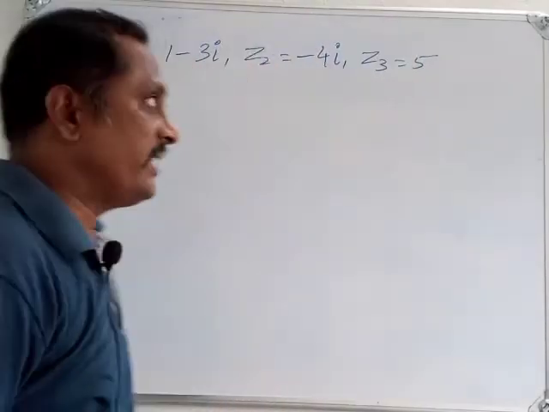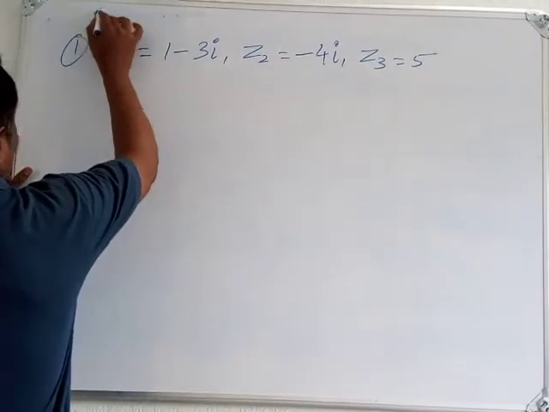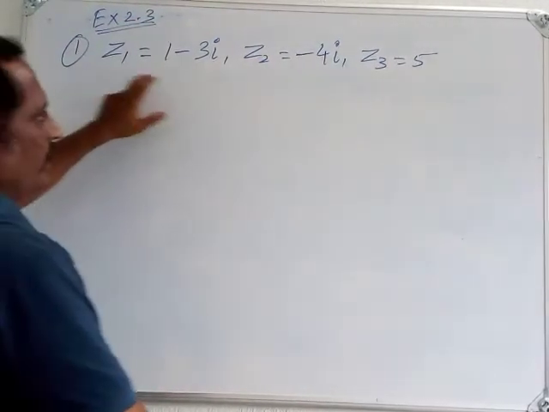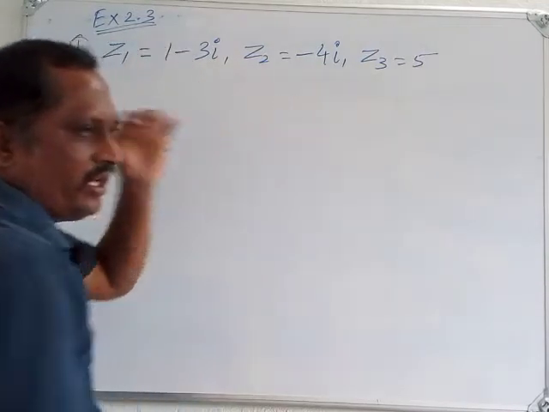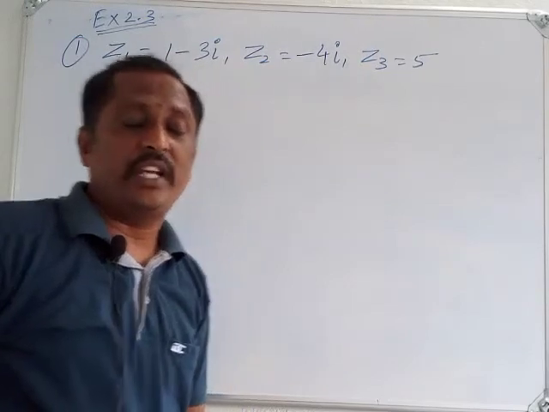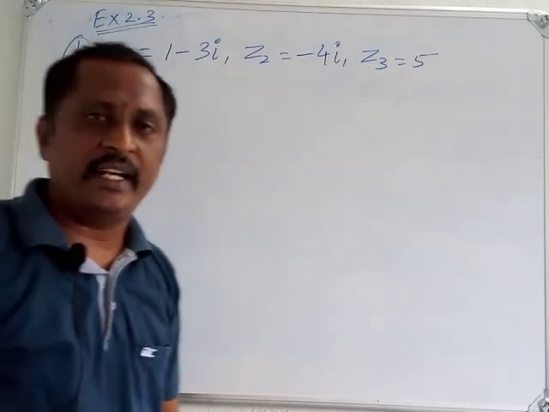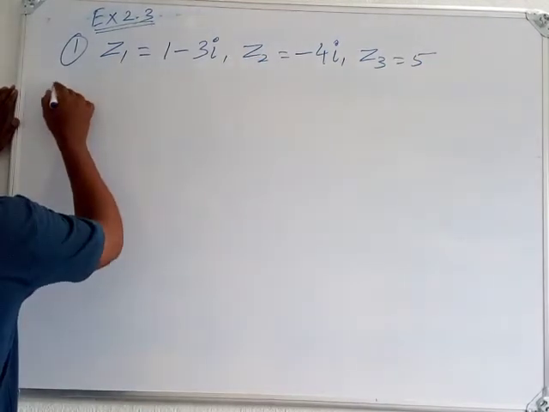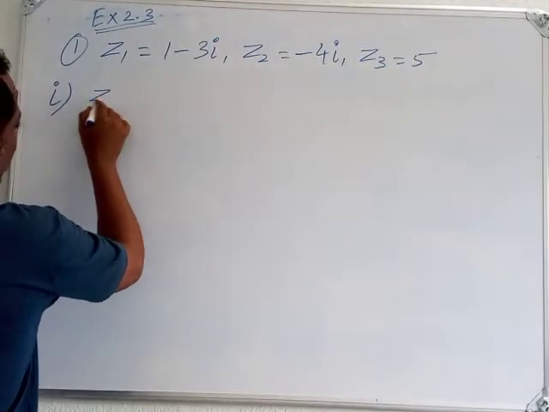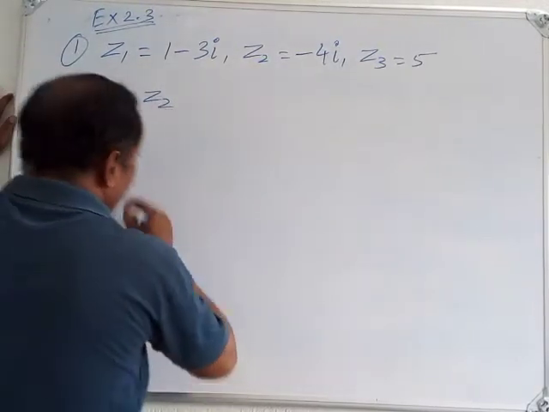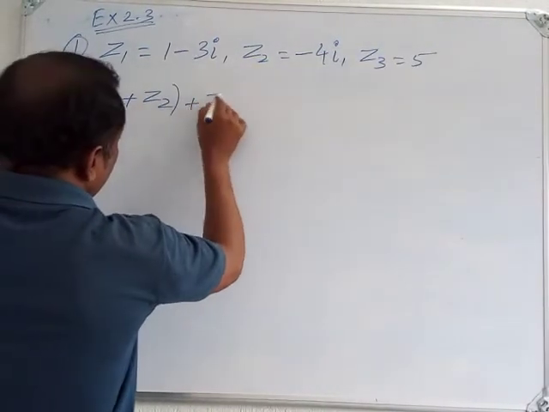Next, in exercise 2.3, first one, z1, z2, z3, three complex numbers are given. Verify the associative law for addition and multiplication. First I have to verify the associative law for addition. That is z1 plus z2 plus z3.